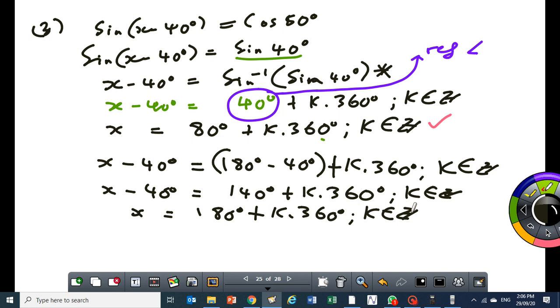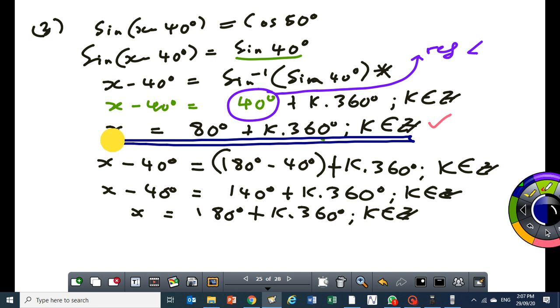You take the minus 40 to the right, you get 80. You see this minus 40? So this one should be x only. Remember, sine has got how many general solutions? So this is the first one.